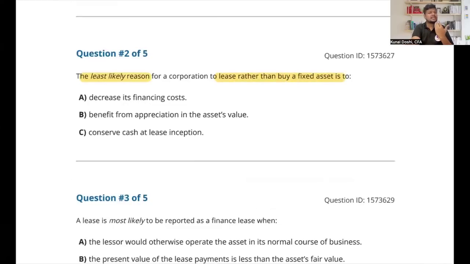Next. The least likely reason for a corporation to lease rather than buy. What is the reason to lease rather than buy? You have to find the least likely. Decreasing its financing cost. Yes, one of the reasons for leasing is to reduce the financing cost, so this is not the answer. You're looking for the least likely. Benefit from appreciation in the asset's value. Is this a reason for leasing? No. Conserve cash, which means down payment. Yes. So the answer which is incorrect is B. Remember, least likely means you're looking for the incorrect answer. Am I correct, everyone? Good answers, everyone.